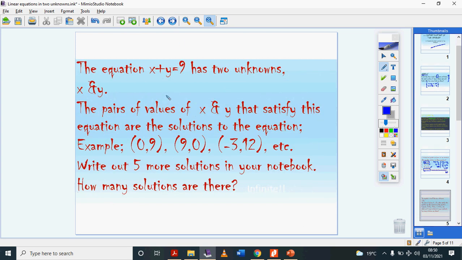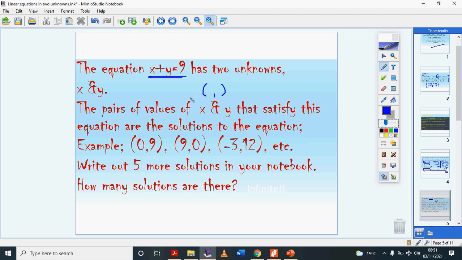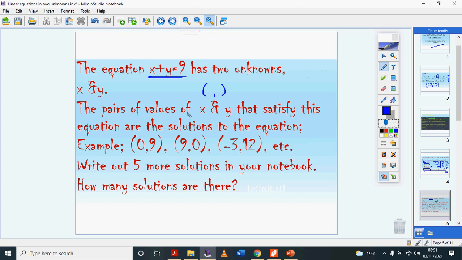Okay, so the equation x plus y is equal to 9 has two unknowns. If you have an equation like this that has two unknowns, then the pairs of values, or the coordinates, each time you have a coordinate x and y that satisfy this equation, are the solutions to the equation. So if you did not pause the video at this point and then you came and heard me say this and then went back and did it, then that's kind of cheating. Anyways, all of the pairs that satisfy this equation will be the solutions to this equation.